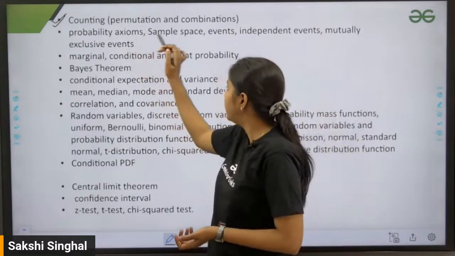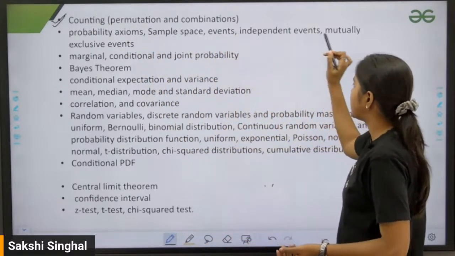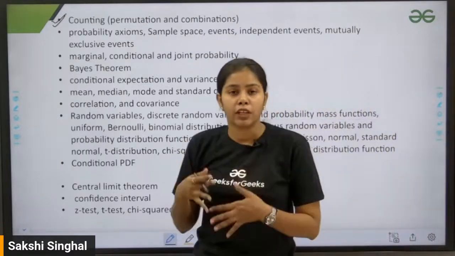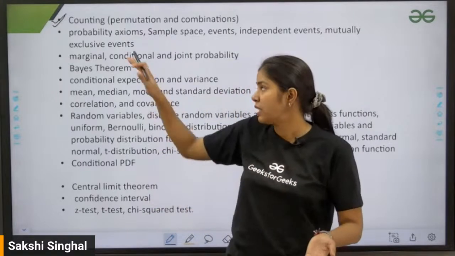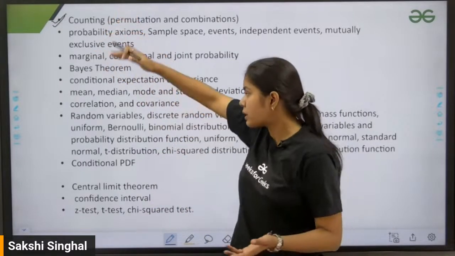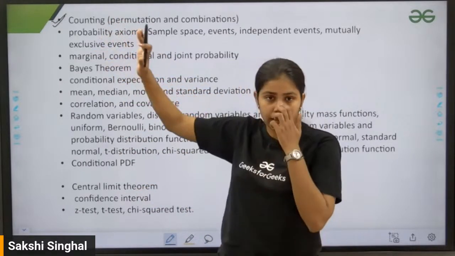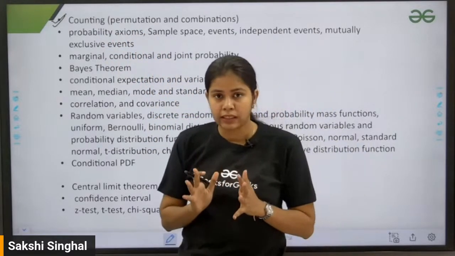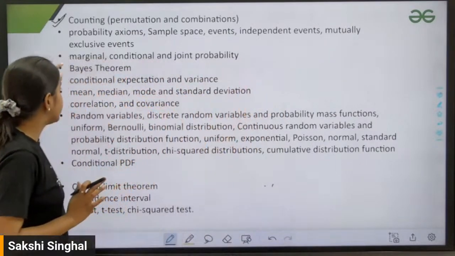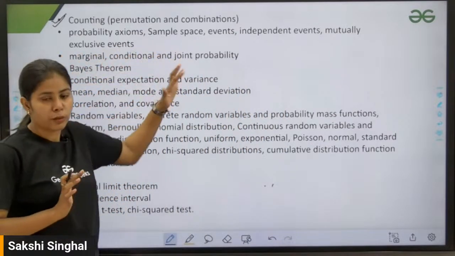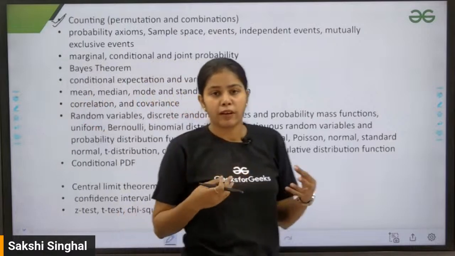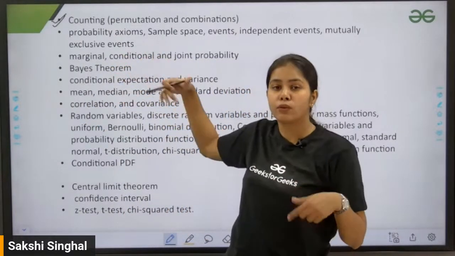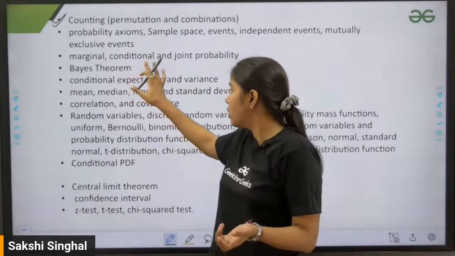Then we have probability axioms, sample space, events, independent events, and mutually exclusive events. That means the definition of probability and types of events get covered in the second topic. Third topic is marginal, conditional, and joint probability. In this, first you have to understand the joint probability function, then we'll work on marginal and how to find conditional probability.